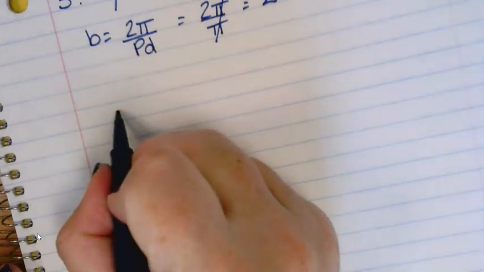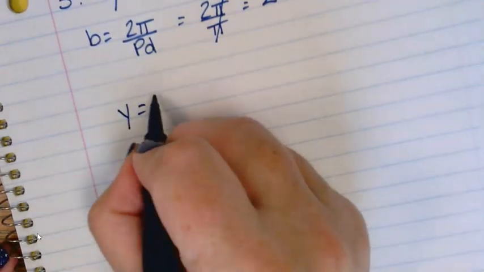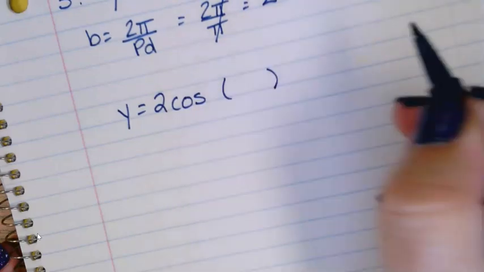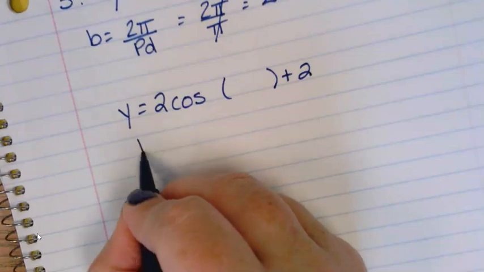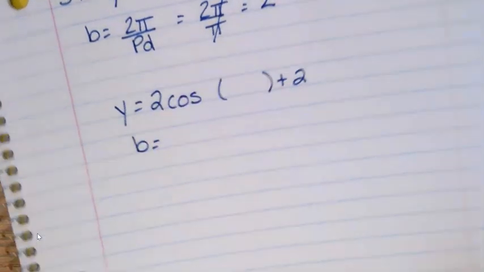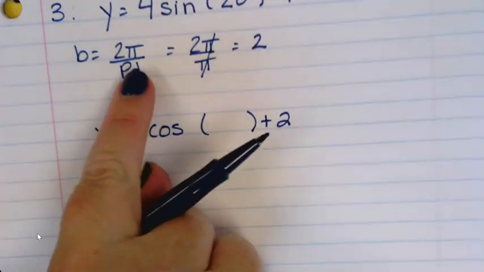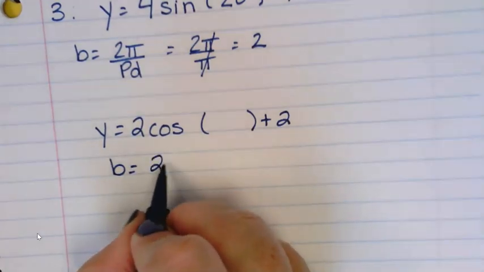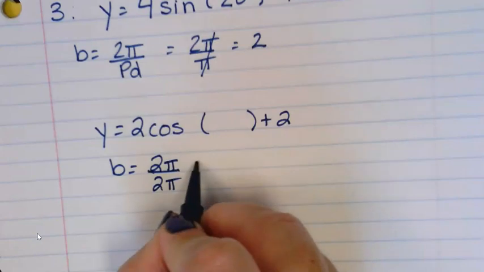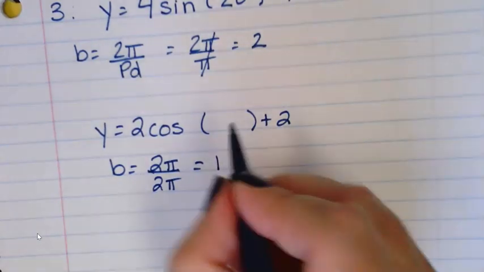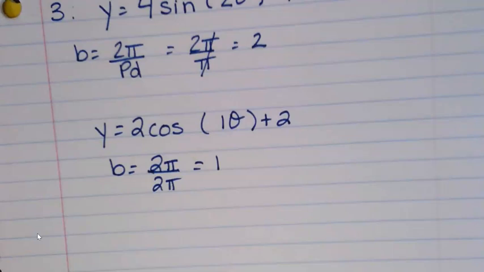So here we go. Y equals, my amplitude was 2. We know it's a cosine. And we know my midline was a positive 2. Finding our B using this, oopsies. So sorry about that. We're using the same formula we did up here. So 2 pi. And we found our other period to be 2 pi. Well, 2 pi divided by 2 pi is 1. So there's my answer. Okay, I hope this has helped, and I will see you in the next video.